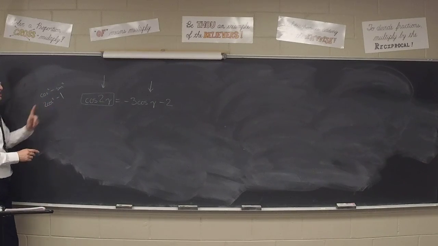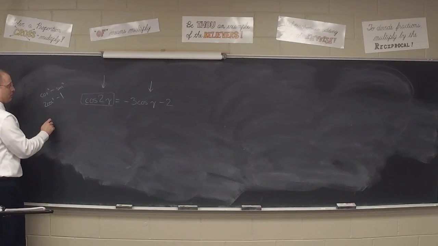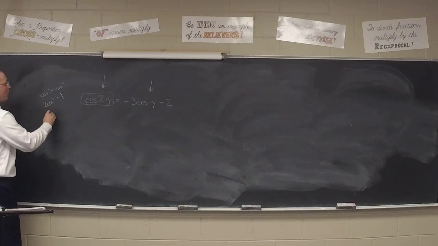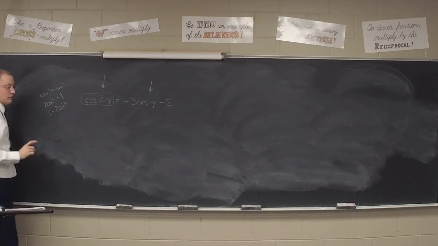What's the last way I could change out a cosine double angle? Couldn't you make it cosine over cosine? Cosine gamma over cosine gamma? Or no? That would be 1. How about 1 minus 2 sine squared? Is the other way, right?